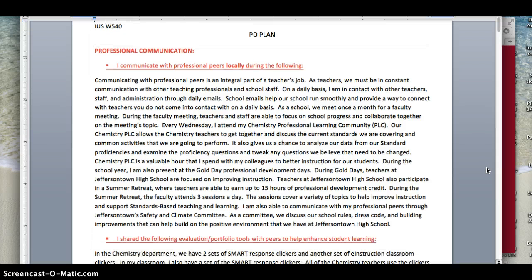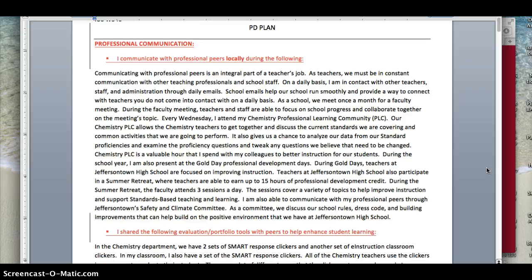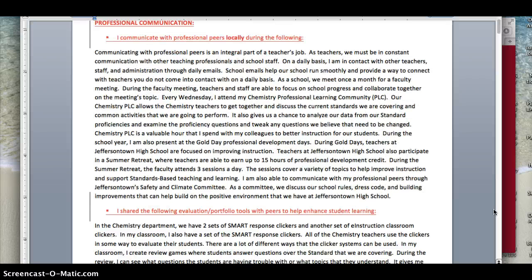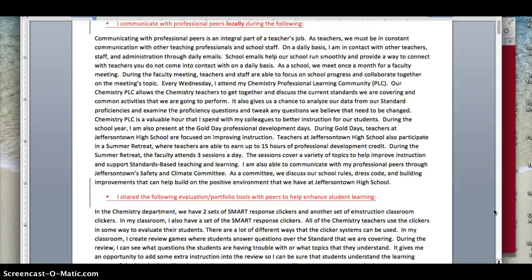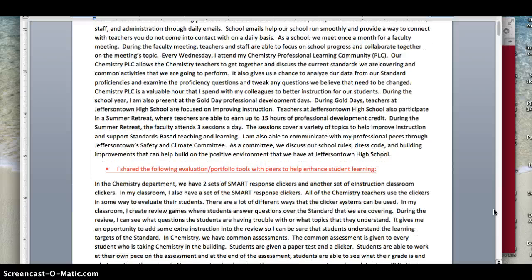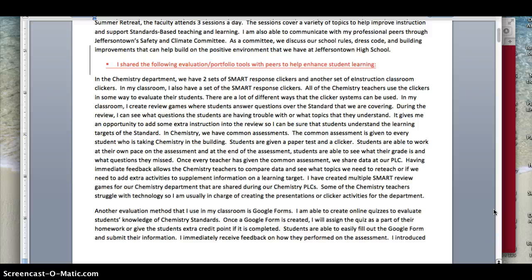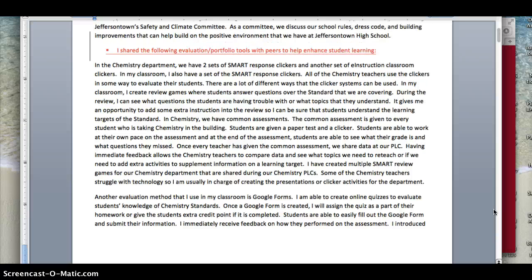First, for professional communication, I communicate all the time with my teachers at school. I am in a weekly PLC with my chemistry department. We go over data and information that we're going to cover in the week and how to tweak any information that we previously taught. I do share every single piece of technology that I create, whether it be a presentation or clicker activity, with my chemistry department.